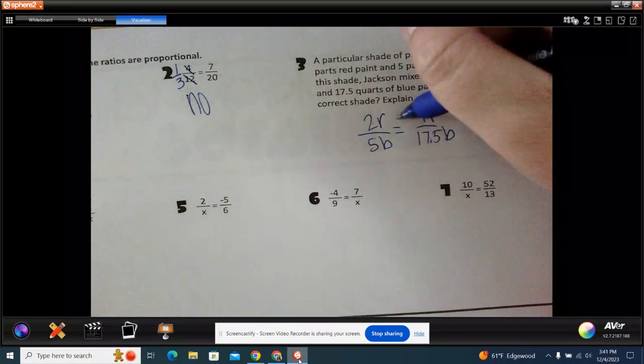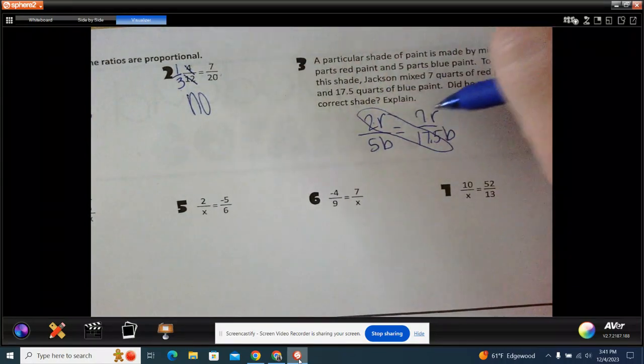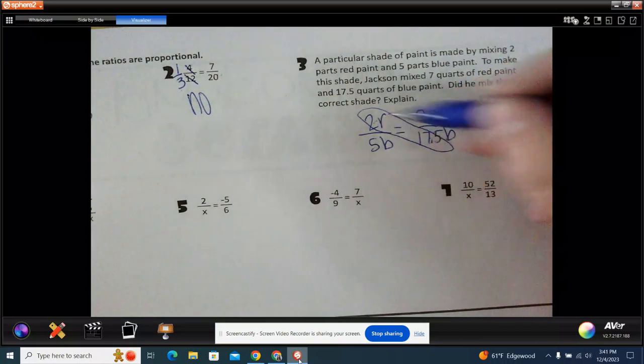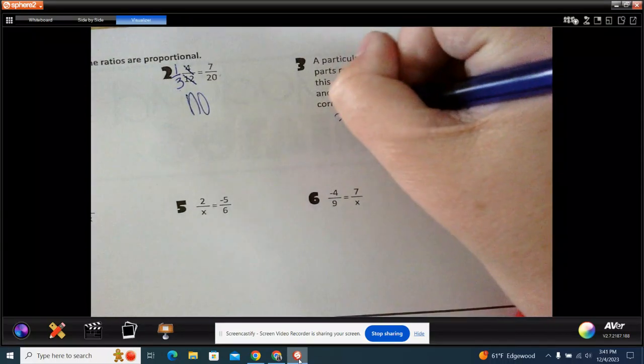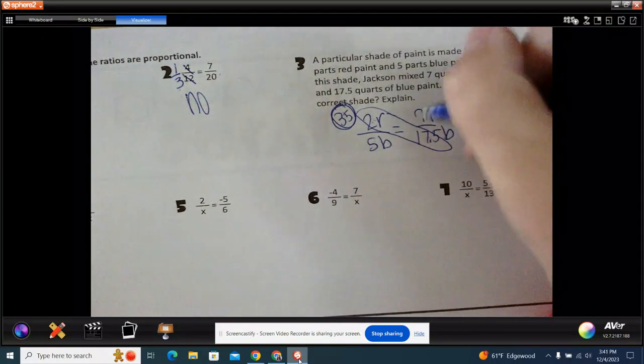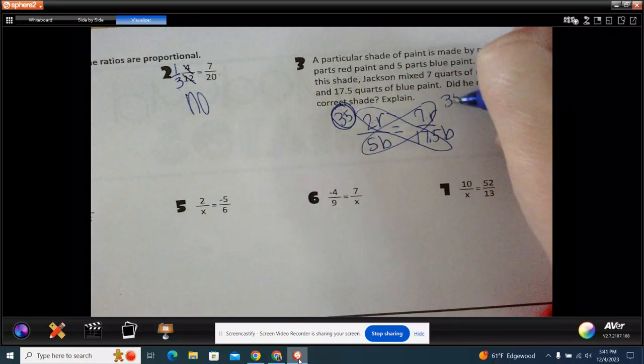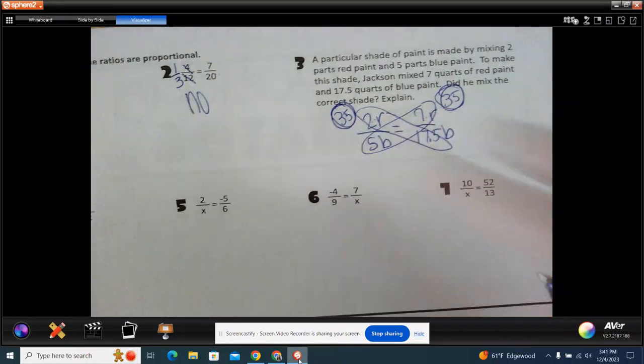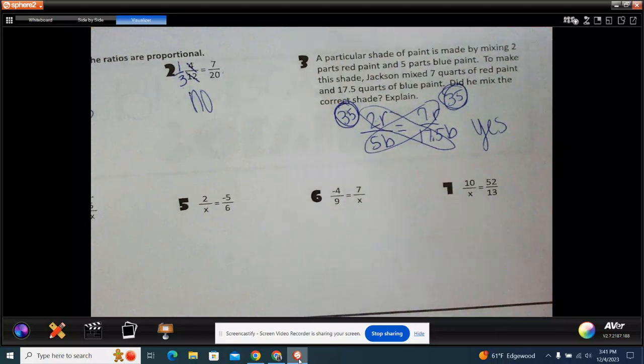So another option is to check its cross products. If I multiply 2 times 17.5, I get 35. And then 7 times 5 is 35. And since they are both the same, it is proportional.